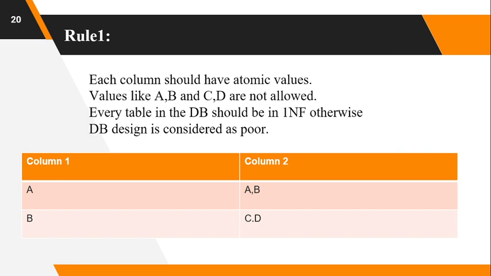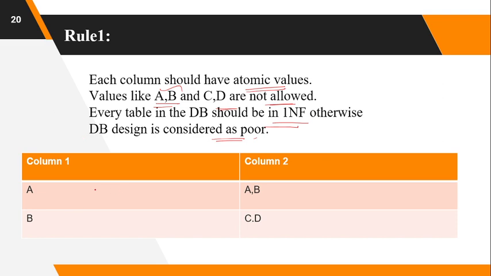Now let's see the first rule. Rule number 1 is that each column should have atomic values. Values like A, B and C, D are not allowed because these are multiple values. Every table in the database should be in first normal form. Otherwise, the database design is considered poor.